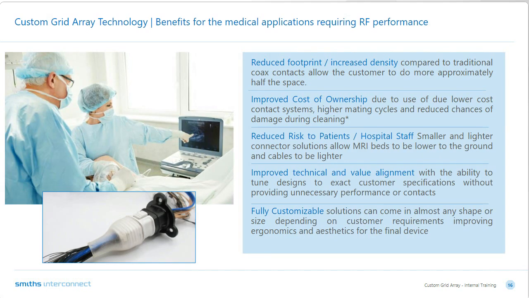One, grid array offers a reduced footprint, as Robert stated. With the increased density compared to traditional applications, depending on the performance requirements, we can cut size down by about 50%. Second is the improved cost of ownership. We offer lower cost contact systems that have very high mating cycles, like we said, over 100,000, that have a reduced chance of being damaged during cleaning, handling, or any other processing.